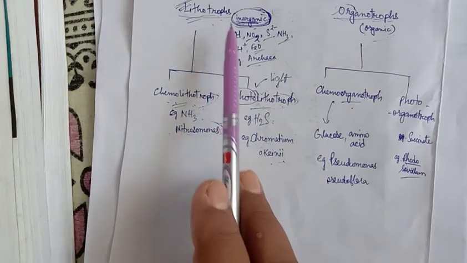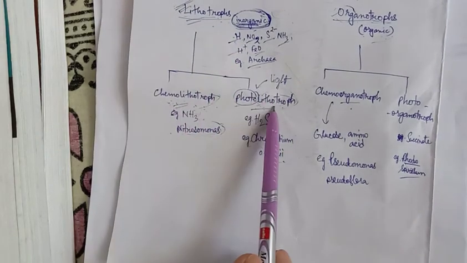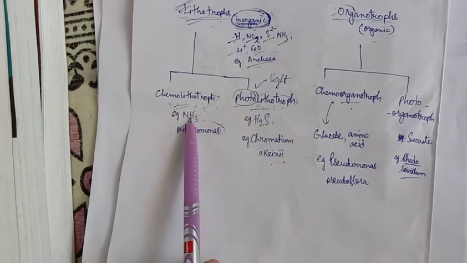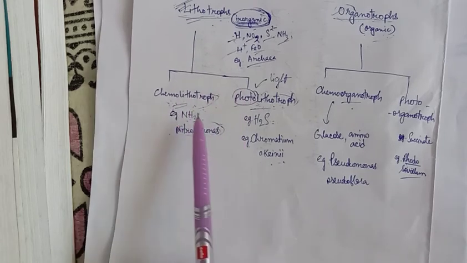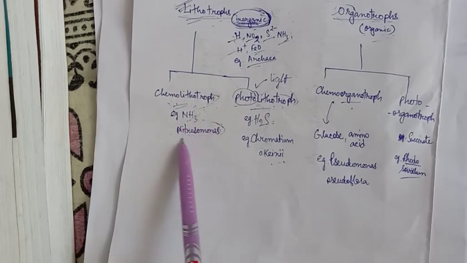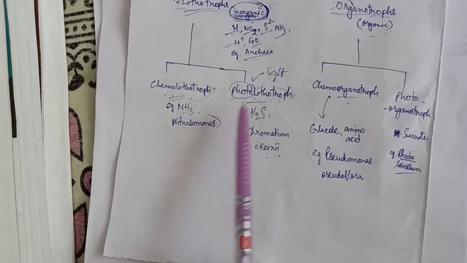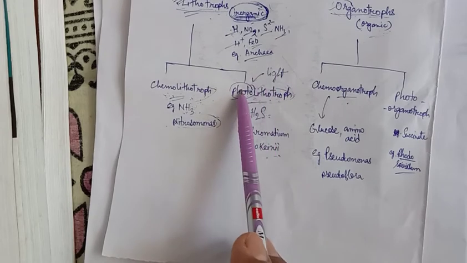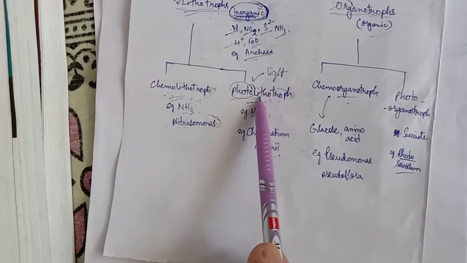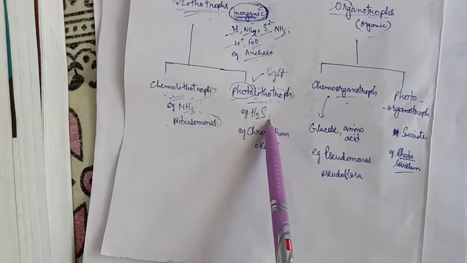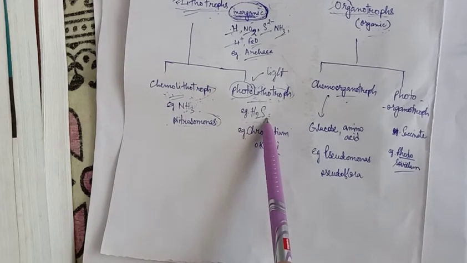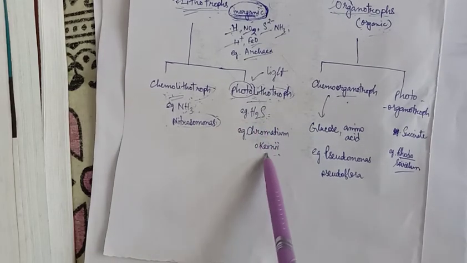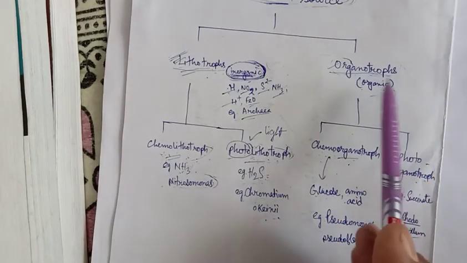Lithotrophs are classified into two subgroups, chemolithotrophs and photolithotrophs. Chemolithotrophs are microorganisms which gain energy from reduced inorganic compounds such as ammonia. An example is Nitrosomonas. Photolithotrophs gain energy from light and use reduced inorganic compounds such as H2S as a source of electrons. An example is Chromatium okenii. Clear?